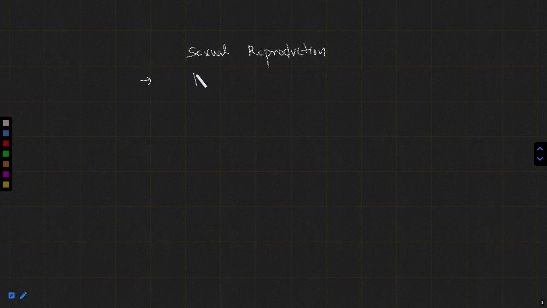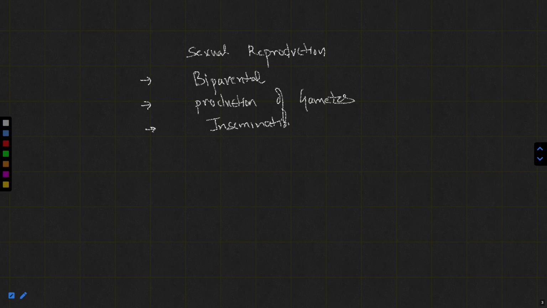So what are the conditions for the sexual reproduction? First of all, two parents are required. Clear? So it is biparental, means two parents are required, and there is the production of the gametes. Production of the gametes, this is known as gametogenesis. Alright, and then what happens after the production of the gametes? The male's gamete, that is known as the sperm, it has to be transferred to the female genital tract, that is known as insemination.